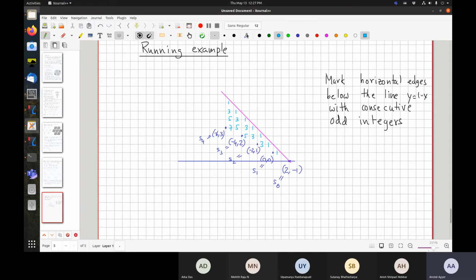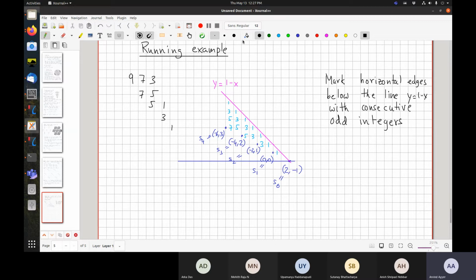Let me write that again. So this is y equals 1 minus x. And now let me draw the paths corresponding to our example. Let me remind you what the example is: 9, 7, 3, 7, 5, 5, 1, 3.